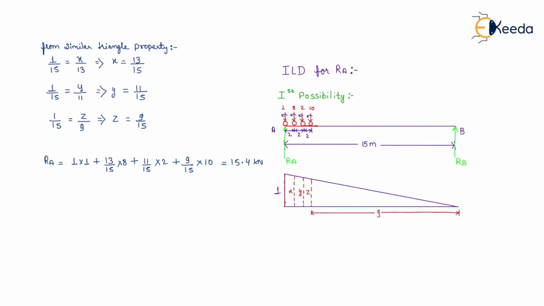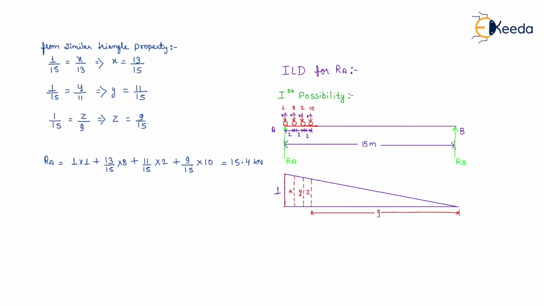Now for finding the maximum support reaction, that is RA, we need to plot the influence line diagram for RA. For plotting the influence line diagram for RA, we need to lift the support A by unit amount and the resulted deflected shape will be the ILD for RA. Now for finding the maximum reaction at A, we need to place at least one load on support A.